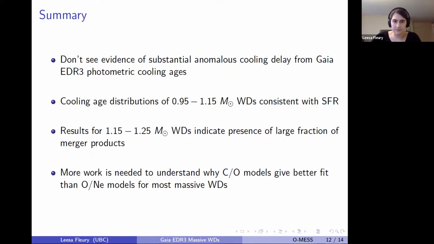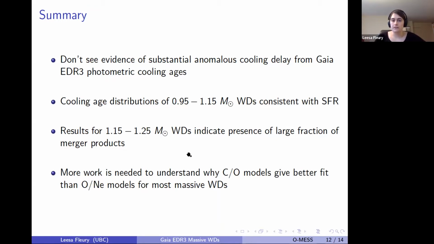So to summarize what I've covered so far: from the Gaia EDR3 photometric cooling ages, we don't see substantial evidence of anomalous cooling delay anymore after accounting for the star formation rate as measured from main sequence stars. The cooling age distributions for the two lightest mass bins considered are statistically consistent with the star formation rate. And for the heaviest white dwarfs, we get a good fit as long as there's a large fraction of merger products.